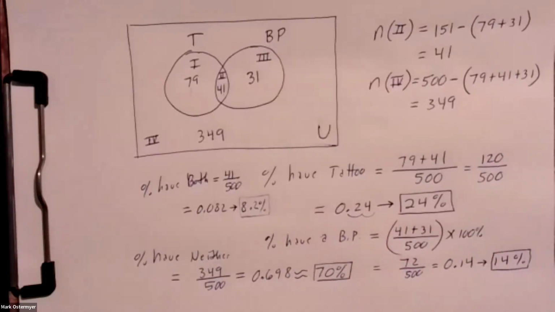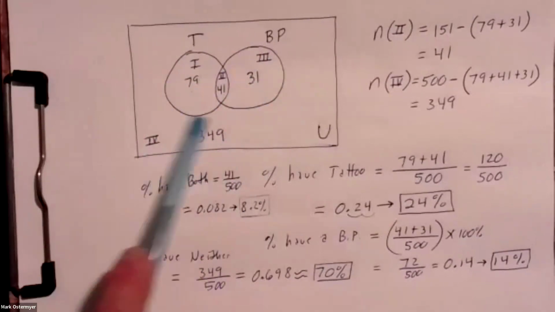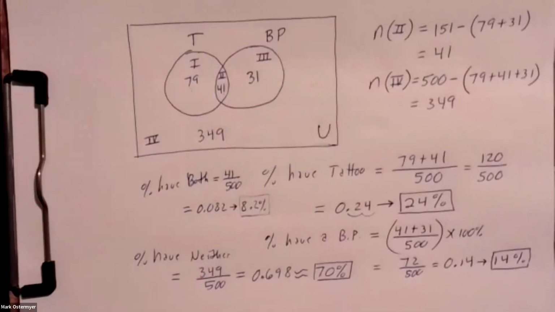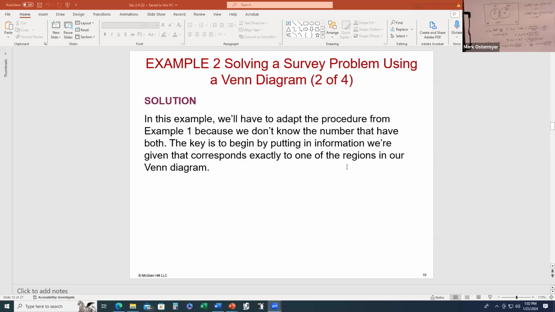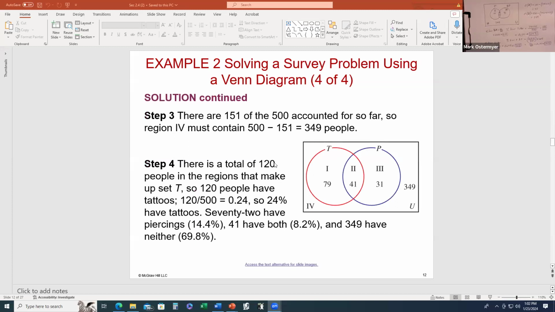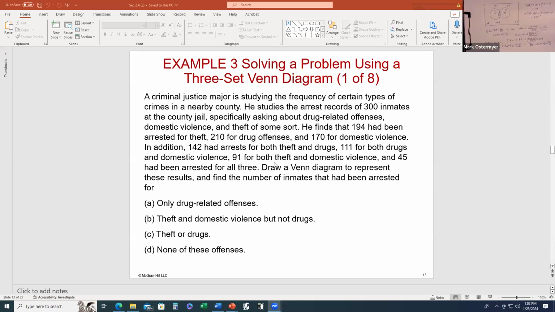Does this make sense how we did this word problem and answer these questions? Is it making sense how we're populating the cardinalities of these sets? Yes. Okay. With practice, you'll get a lot better at these. It just requires a little bit of practice. And this is the solution in the PowerPoint. If you missed it, it's on Canvas for your viewing. Okay. It's all there. Now, ladies and gentlemen, this next one requires three sets, not two, but three sets.